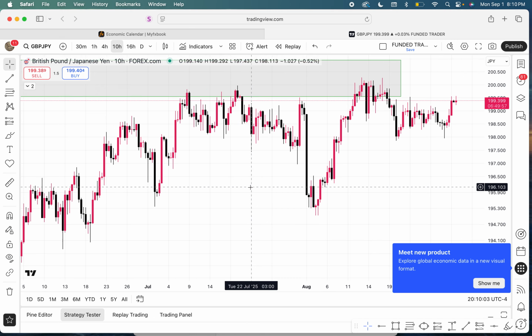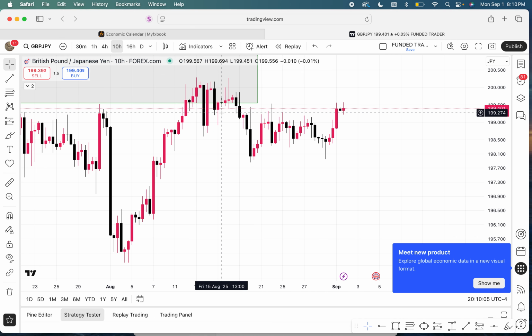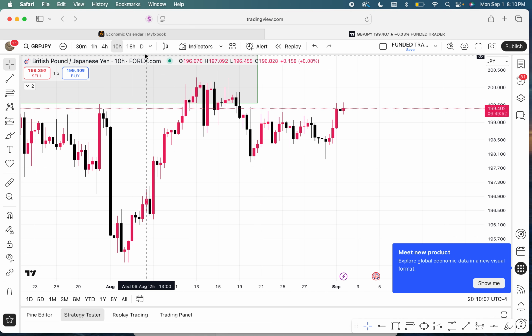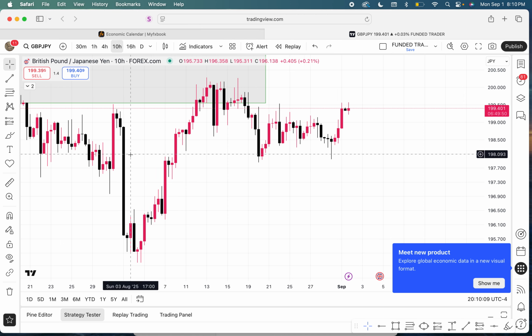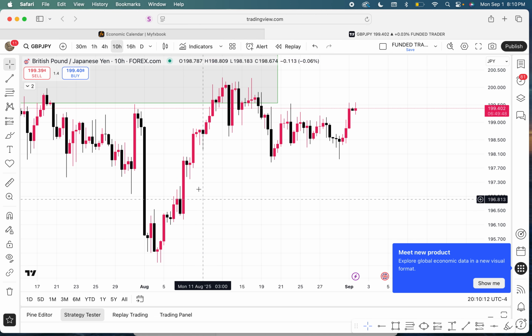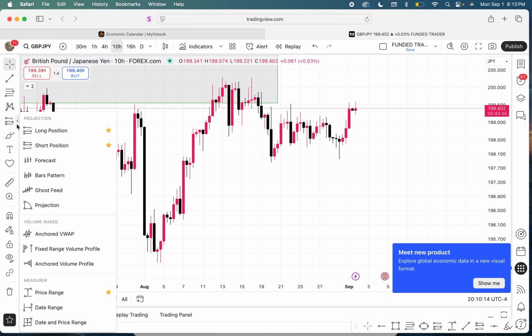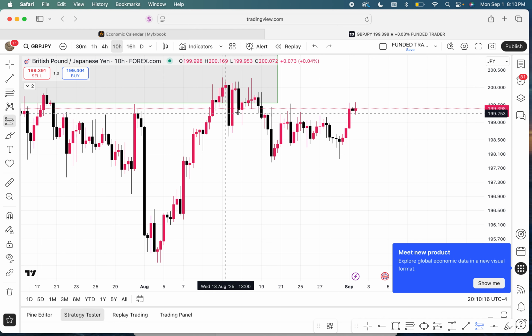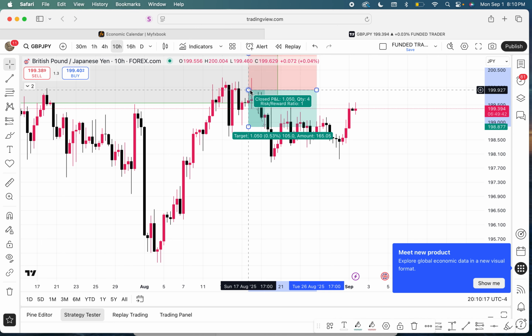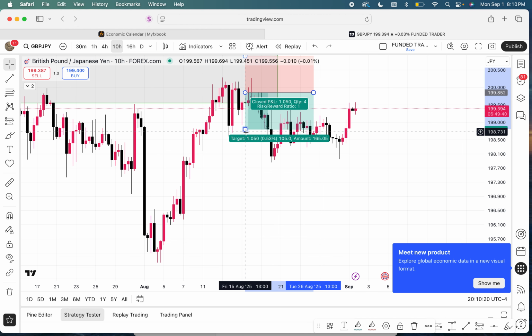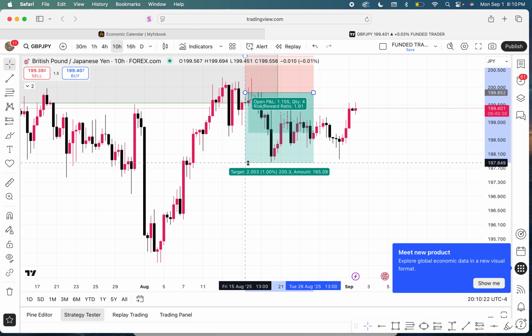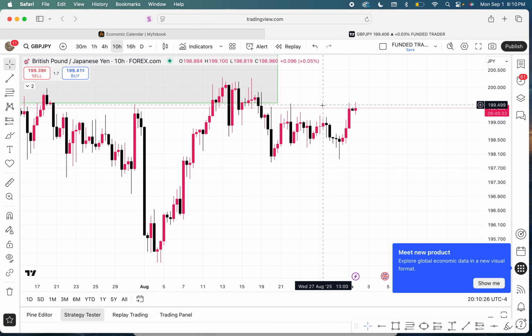So GJ, I usually start with a daily and work my way down. But I have the 16-hour and the 10-hour up here as well to look at. But last week, I'm going to show you what I traded on GJ. I got into these trades right here. Like, literally. That was it. And that made me some good money. I think I made $1,000 in 1 week.